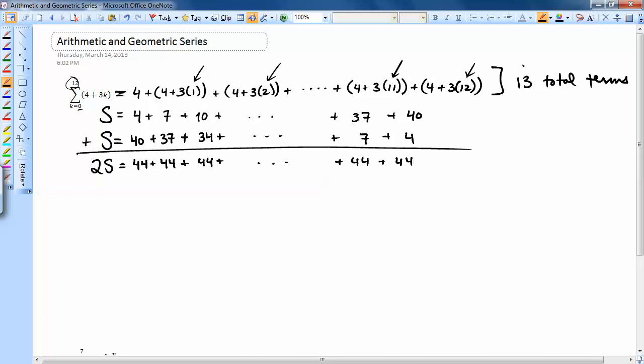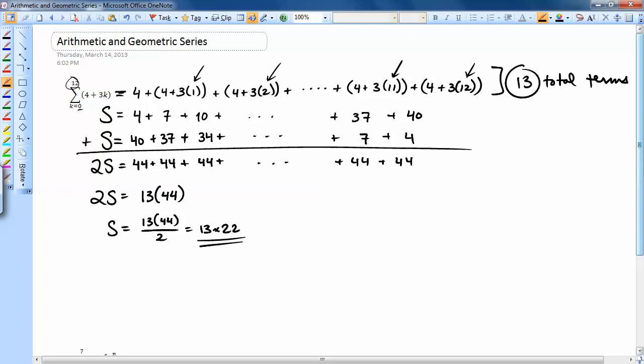And remember, we have 13 of them. So this really becomes 13 times 44. And then I can divide by 2, and I get 13 times 44 all over 2. So it's 13 times 22. And I don't have a calculator. I don't care what that is. You guys can figure that out. That's easy enough now.